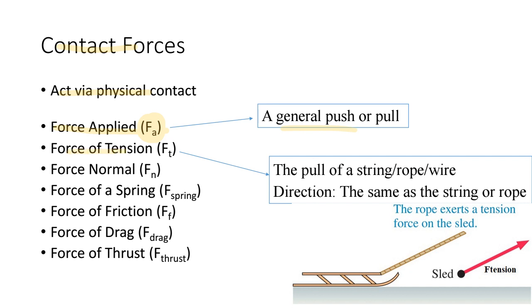The force of tension, you can see there's a little T right here for tension, is the pull of a string or a rope or a wire. That's because you can't push on a string. If you try and push on a string, it'll just collapse on itself. So tension is always a pulling force, and tension is always going in the same direction as the string or rope.